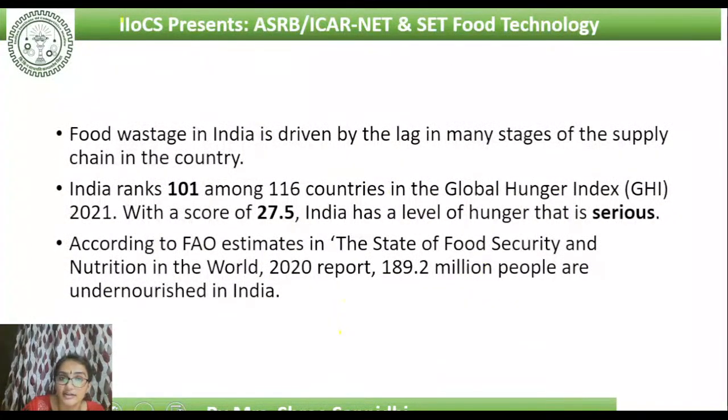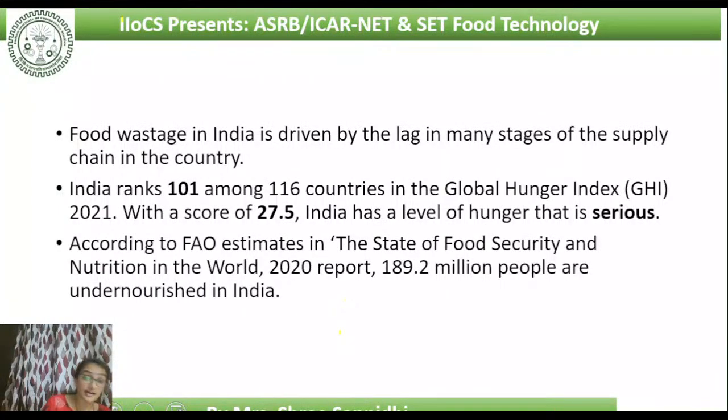Food wastage in India is driven by the lag in many stages of the supply chain in the country. There are various stages in the supply chain. Once the food is harvested, it goes into many hands until it reaches the consumers, until it reaches the processing industry. By then, half of the food will be wasted if it is not kept in proper condition.